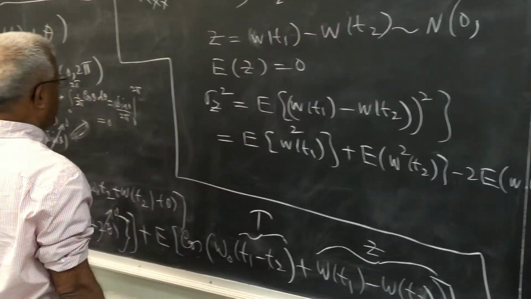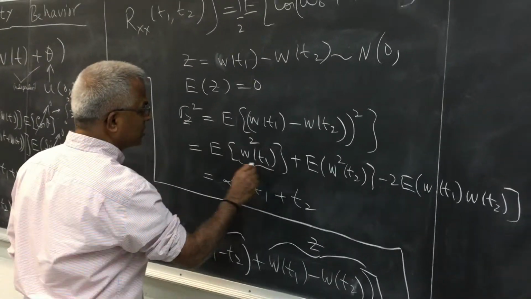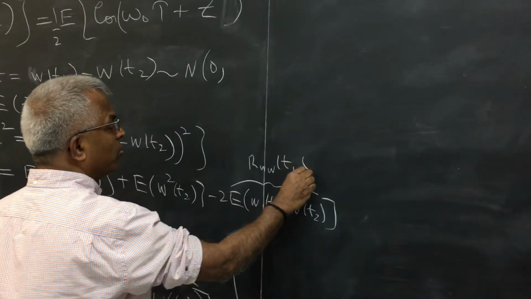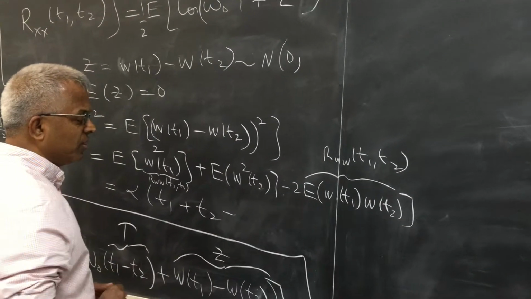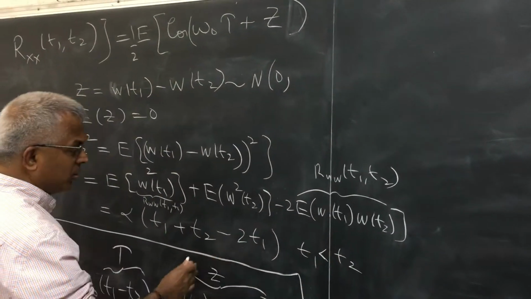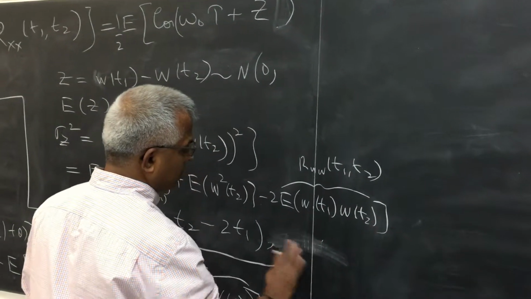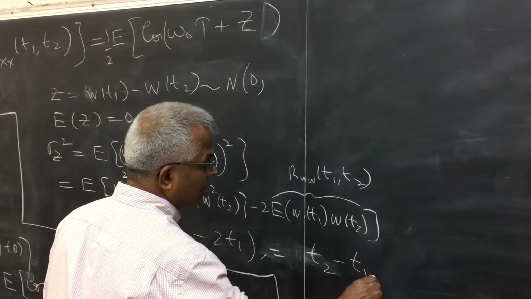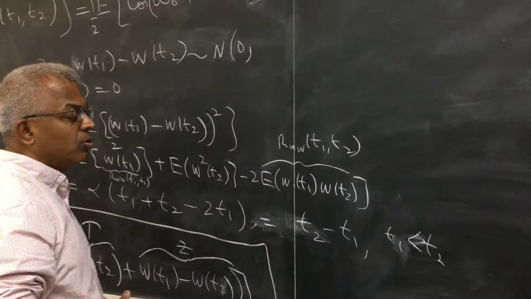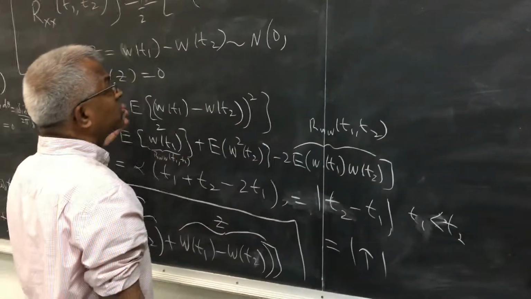Now if you put t1 equal to t2 there, this is simply alpha t1, plus alpha t2 because t1 equals t2. Notice that this is R_ww(t1, t1), and this is R_ww(t1, t2). So this is minus 2 times the minimum of alpha t1, t2, so this is 2 t1 if t1 is less than t2. So this will turn out to be t2 minus t1 if t1 is less than t2, which is positive. And if it is the other way, it will turn out to be t1 minus t2. You can put an absolute value sign and then you don't have to do this. So sigma squared turns out to be alpha times the absolute value of tau itself.